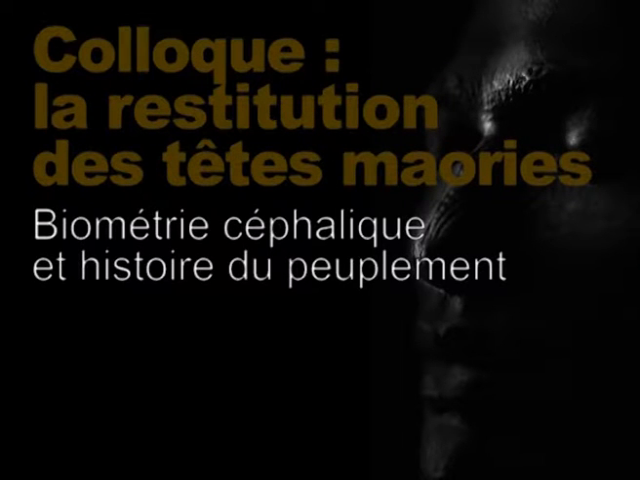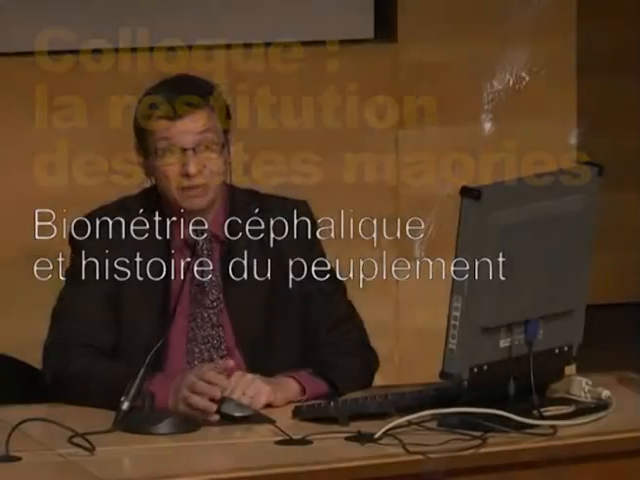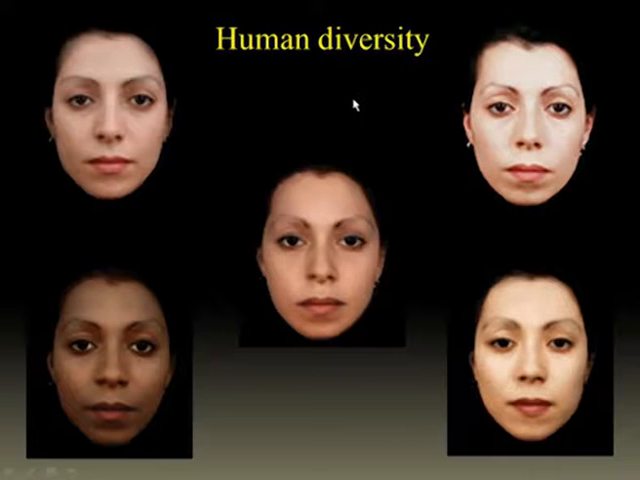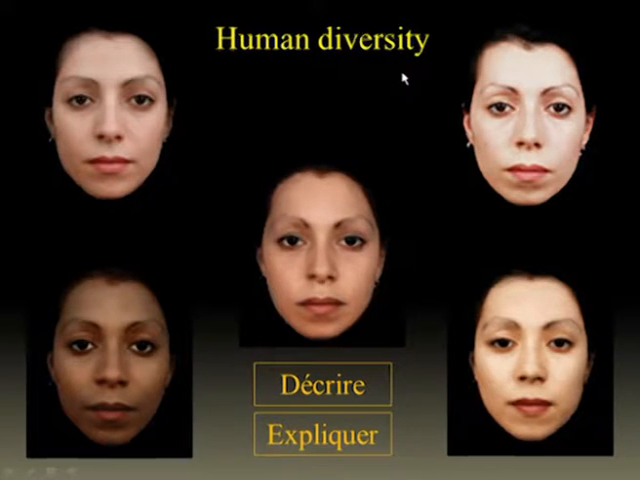In the human family, there are only small variations. But by definition, the human species is diverse. That's what we call genetic polymorphism. So by modifying small details, you can, in fact, encompass the complete range of facial morphology. So the aim of biological anthropology is first to describe human variation and then try to interpret and explain it.